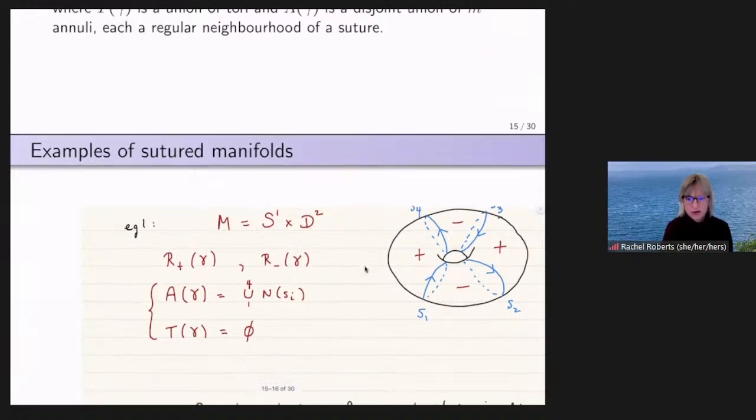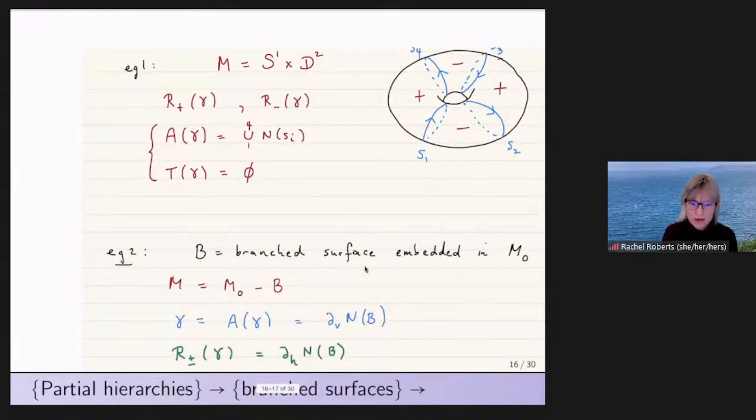And we're going to be interested in the complement of a branched surface. And really, I should have written M is going to be M naught minus the interior of one of those I-bundle neighborhoods of B. So sorry, there's a typo there. And then gamma is just going to be the annuli, the vertical boundary of N of B. If we had torus boundary components, maybe we would add some in also. And the R plus and minus are just the horizontal boundary of N of B.